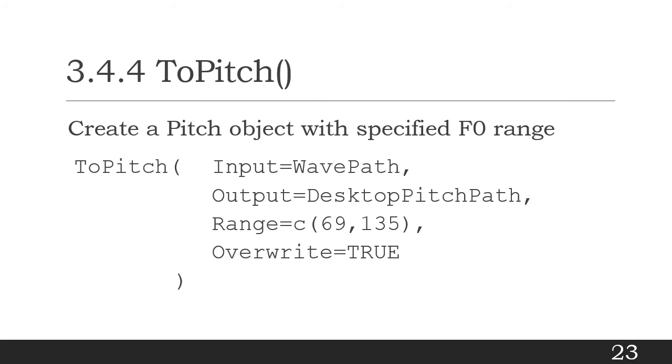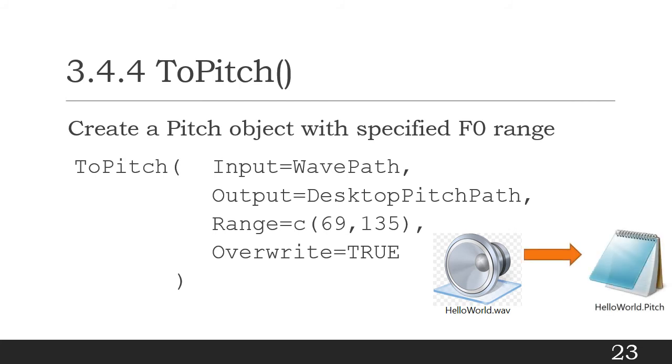You also need to specify your F0 range. This is in Hertz. And finally, you can say whether you want to overwrite a file if it already exists. The default is false, which means it will protect you from accidentally deleting data. So schematically, it works like this. You have a WAV file on your computer somewhere, and using toPitch, it lets you do the exact same analysis you can do inside Praat to create a pitch object text file on your computer somewhere.